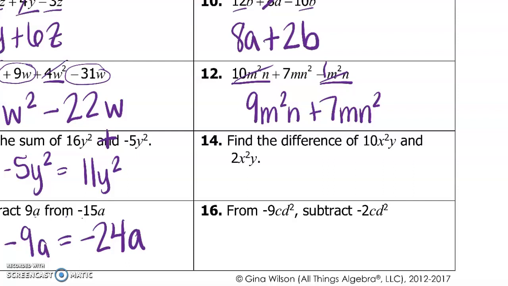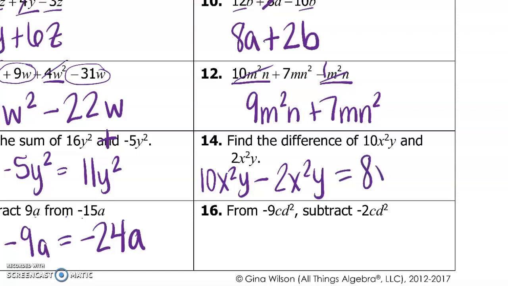14, find the difference. Difference is subtraction. So 10x squared y minus 2x squared y. Make sure you put it in that order. That would give us 8x squared y.